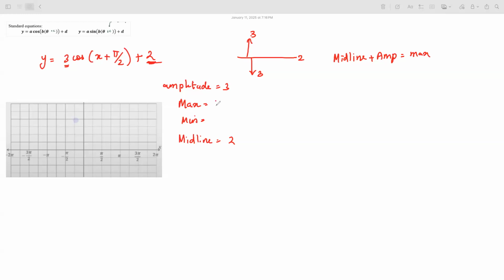So max was 5, min was -1, period was... for calculating period, I need the b value, right? 2 pi by b. So what is b? b was 1. If I substitute 1, period was 2 pi. So 2 pi was the period.